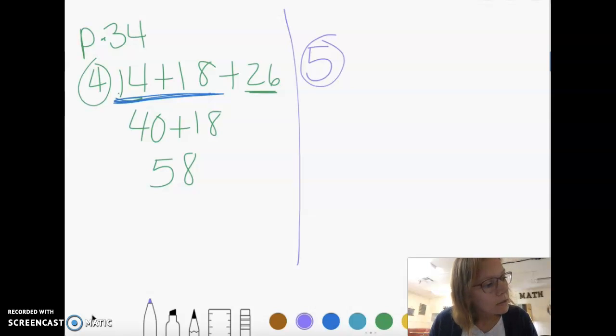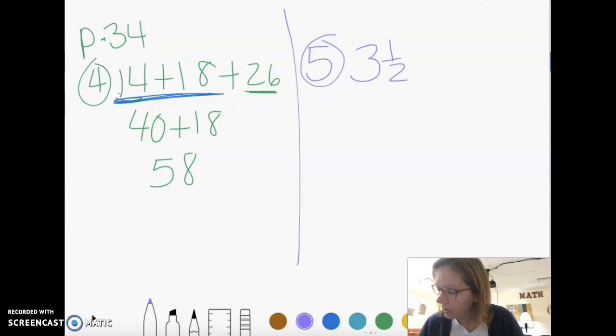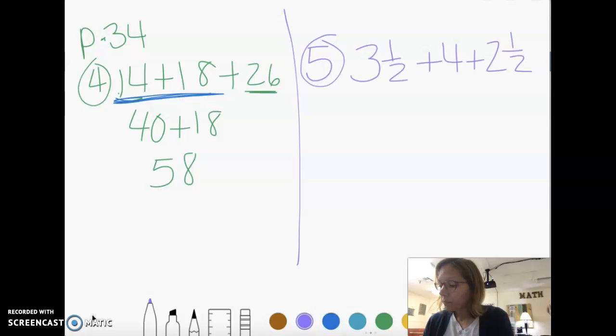Number 5 says 3 and a half plus 4 plus 2 and a half. Don't be afraid of the fractions. Fractions are our friends. They're not scary, okay? So the first thing I'm going to look at is that I have 2 halves. Guess what, people? 2 halves make 1 whole. So I'm going to cross those out and add another 1 to this problem because the 2 halves make a whole. So now I can just add all the whole numbers that I have left. I have 3 plus 4, which is 7.